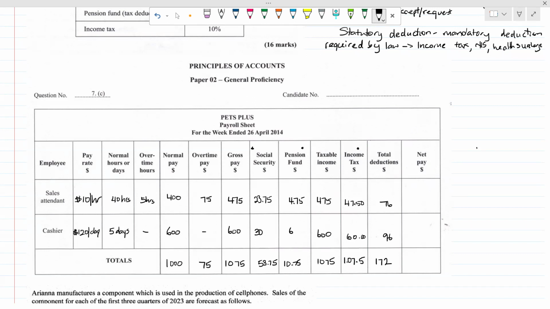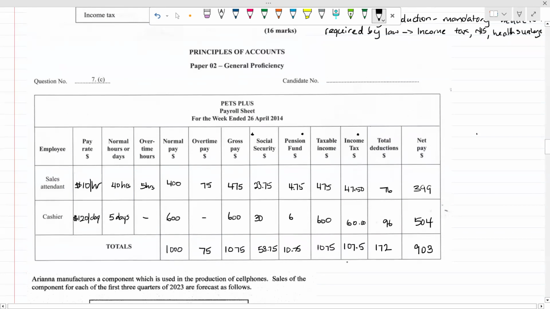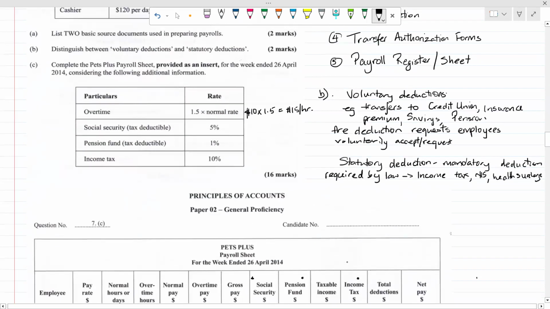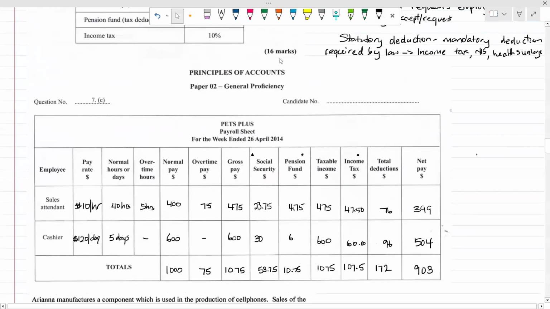475 minus 76. 399. And 600 minus 96. 504. 903. Right? And this is what the payroll sheet for the week ended the 26th of April 2014 would look like for Pets Plus payroll. Yeah?